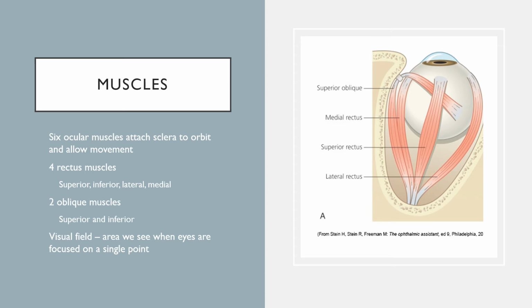So that being said, there are 6 ocular muscles that attach the sclera to the orbit and allow movement. We have 4 rectus muscles: superior, inferior, lateral, and medial. And then we have 2 oblique muscles, superior and inferior. There are several images from different viewpoints in your textbook, and I would suggest that you reference those. But here we can see our superior oblique, our medial rectus, the superior rectus here, and our lateral rectus here. And that's what's going to, again, allow movement of the eye. Those are attached to the sclera.